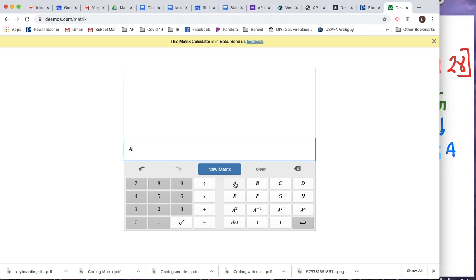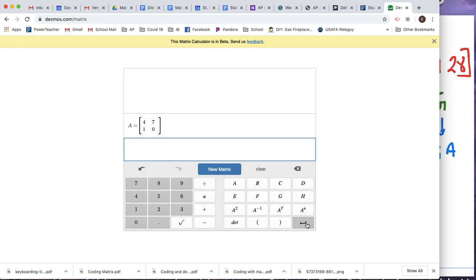So what I'm going to do is put in matrix A. I'm going to get a new matrix. It's going to be a 2 by 2. So this is my matrix A. So this is my coding matrix. And I got 4, 7, 1, 0. And enter that one.